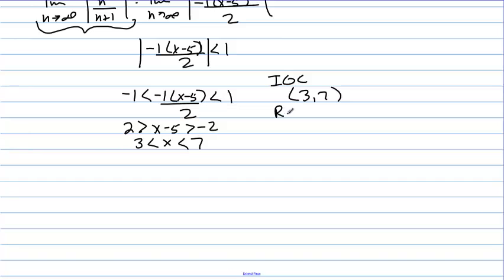And now we need to find the radius of convergence. And the radius of convergence is going to be half of this distance. Here's 3, here's 7. So if you take 7 plus 3, that's 10, divided by 2 is 5. 5 is right down the middle, so the radius of convergence is 2 units. Radius of convergence is 2.